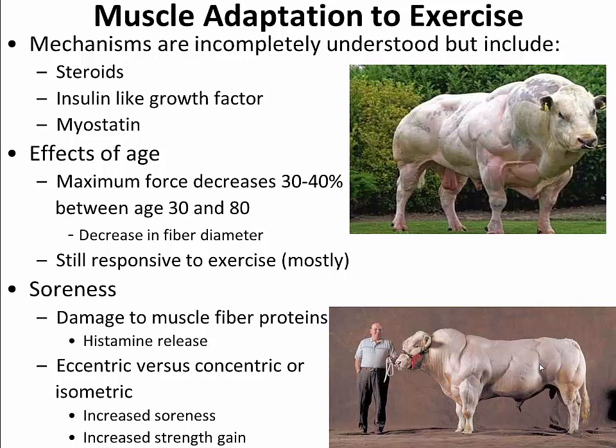It's also interesting to note that eccentric, or lengthening, contractions, versus concentric, which are shortening contractions, tend to generate the highest degrees of soreness and the highest increase in strength.